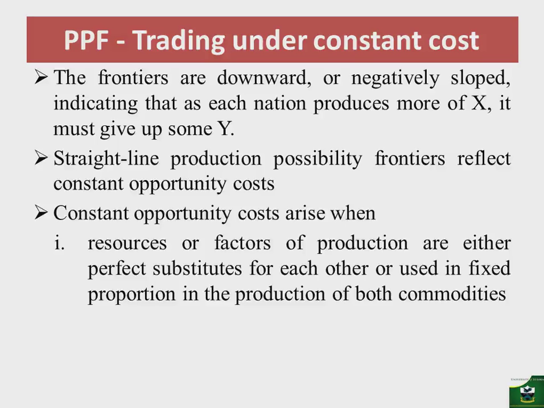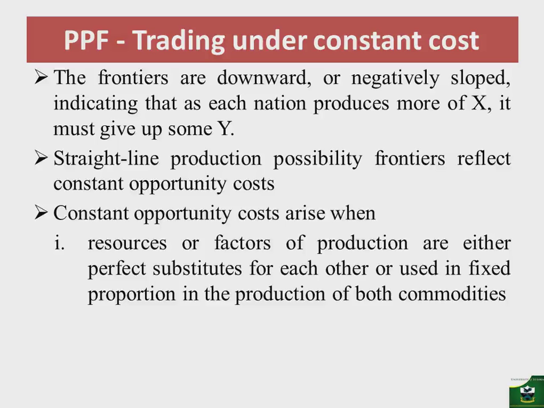Now, what this means is that if resources are perfect substitutes, the nation can produce more and more of X, and the consumers of those commodities will equally be satisfied by consuming a lot of X and less of Y, because the two commodities can be used in place of each other, or they can be substituted one for the other.